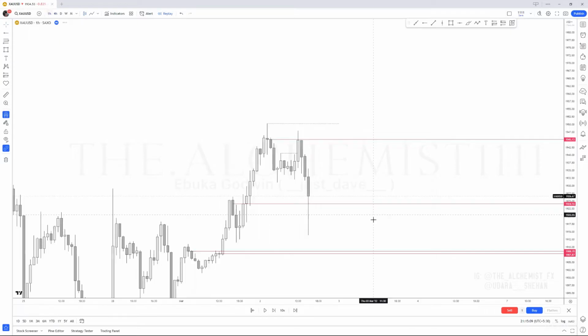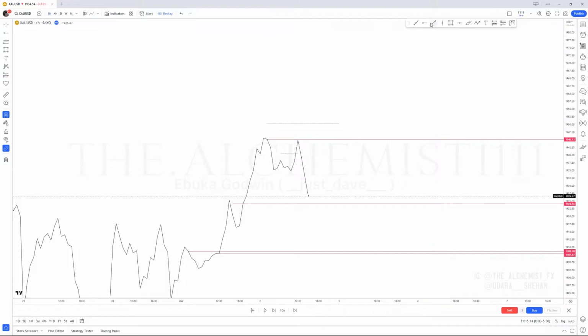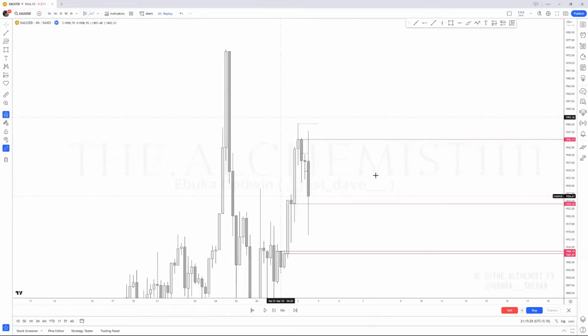Let's go to H1. What side is the breakout? To the downside. Can you see it? The breakout is still to the downside, which means you can once again take a little sell. So let's go back to the H4.